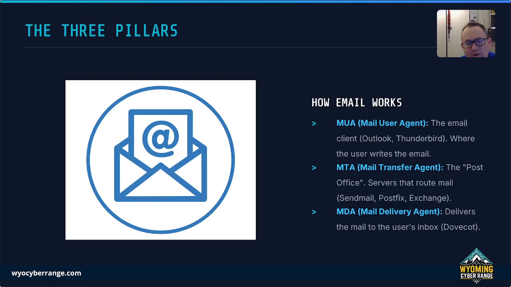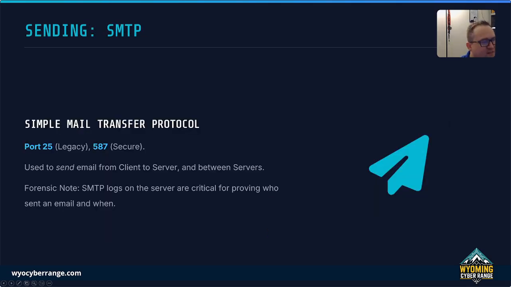Now, the Mail Delivery Agent is going to be responsible for delivering the final mail to the user's inbox, like Dovecot. So, know that evidence can be collected at every single one of these pillars. If a user deletes an email from the MUA, otherwise their client, it may still exist in the MTA logs, or even in the MDA storage server. So we need to understand that any of these could be looked at to get evidence for our investigation.